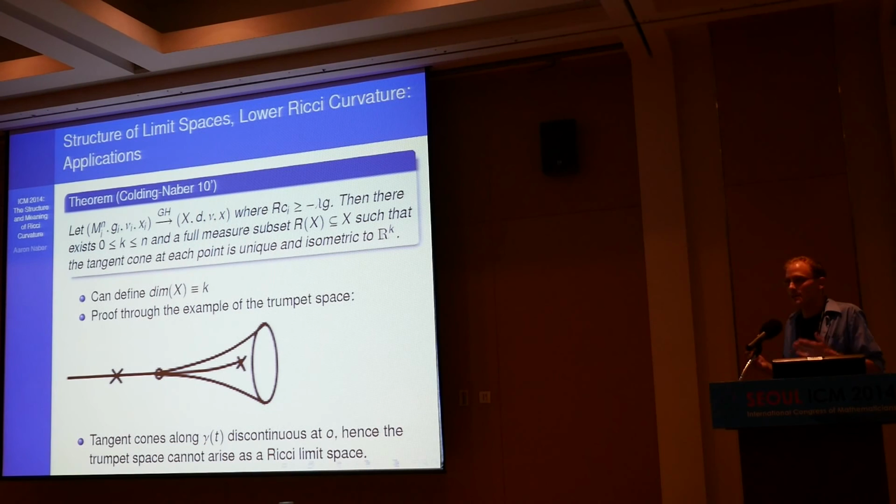So the point is you can't have the jumping in the tangent cones, and thus this thing can't have arisen as a limit of spaces with lower Ricci bounds just because the geometry jumped along the geodesic.